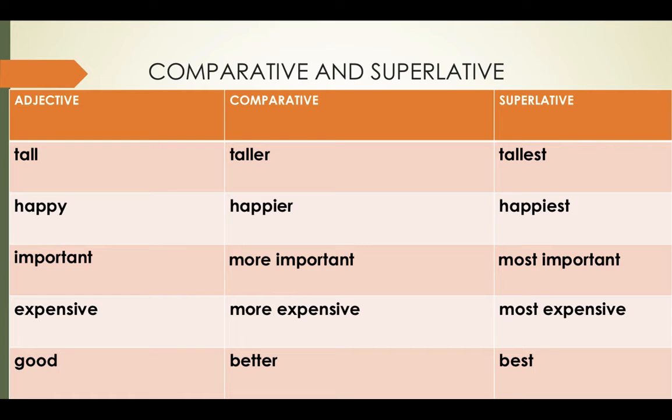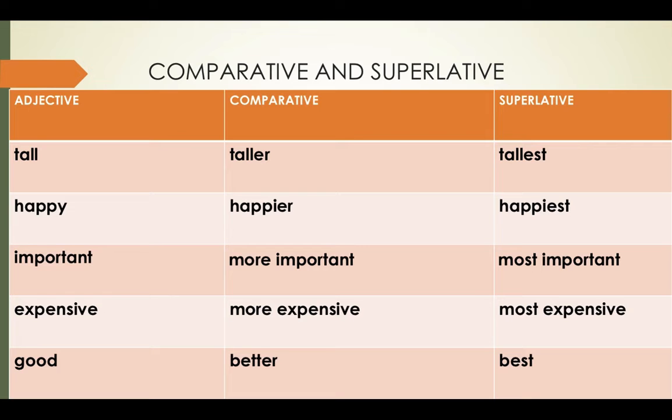Another long adjective is expensive. What does expensive mean? It means it costs a lot of money, and the opposite is cheap. Comparative: more expensive than. Superlative: the most expensive. We can say a supermarket is more expensive than the market, and the mall is the most expensive place.